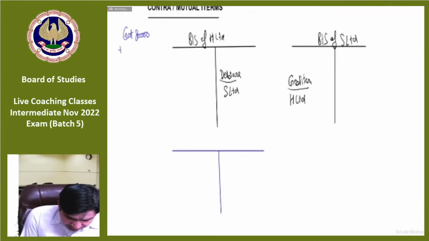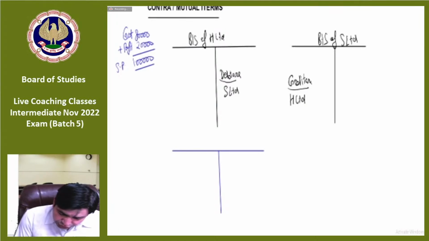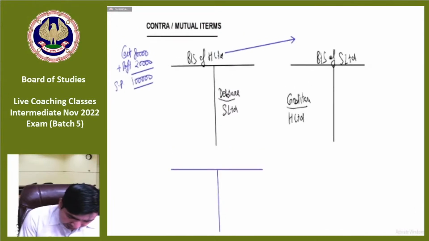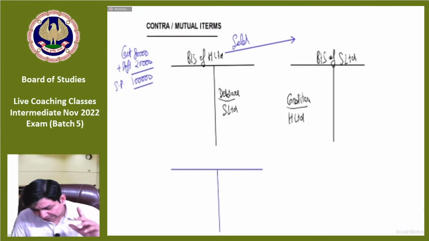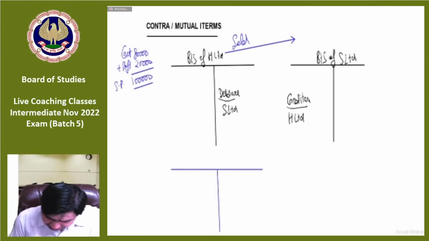That profit was 20,000, and of course the sales price in the hands of the holding company is 1 lakh rupees. The holding company has sold goods to the subsidiary company. It means in the hands of the holding company there is a credit sale, so there is a debtor. That debtor is S Limited, 1 lakh rupees.